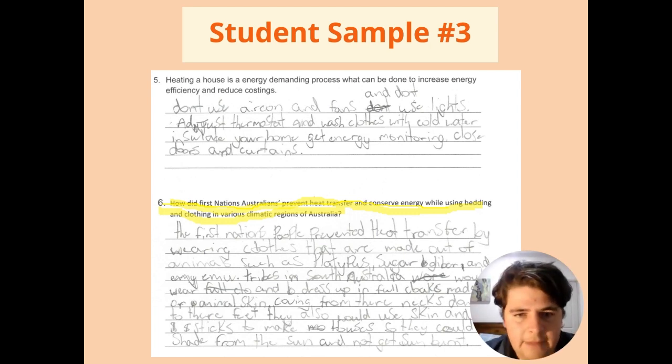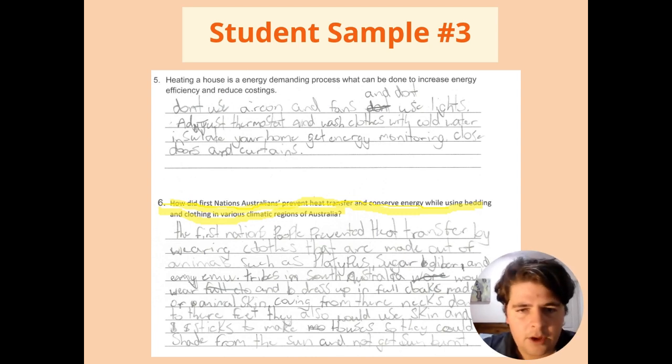So question 6: how did First Nation Australians prevent heat transfer and conserve energy while using bedding and clothing in various climatic regions of Australia? So the student has answered, the First Nations people prevented heat transfer by wearing clothes that are made out of animals such as platypus, sugar glider and emu. Tribes in South Australia would dress up in full cloaks made of animal skins covering from their necks to their feet. They would use skin and sticks to make houses. They could make shade from the sun and not get sunburnt.